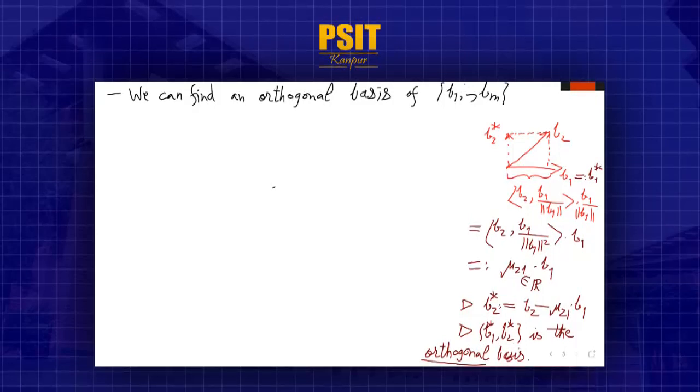So the problem is that this mu21 is not integral, generally speaking. And so this B2 star may not be in the lattice. So you cannot find an orthogonal basis in the lattice.